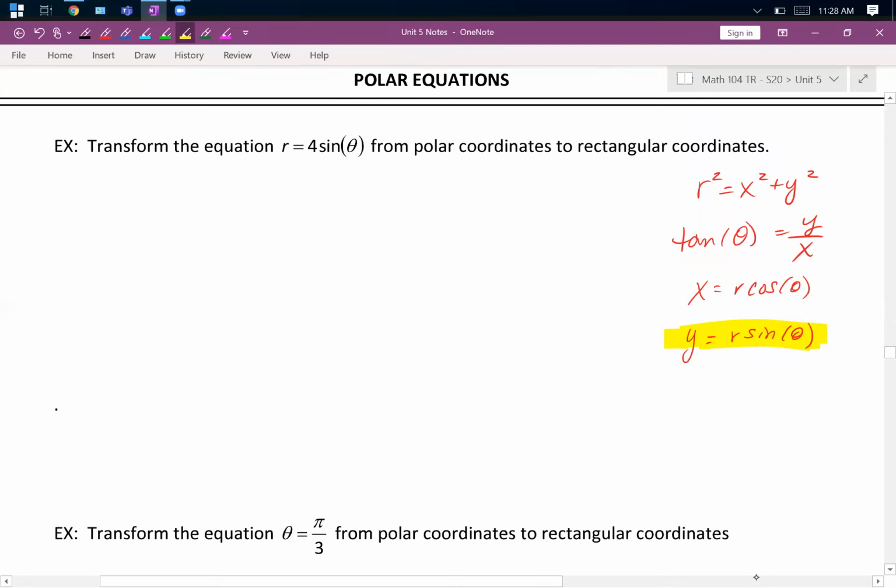Any ideas on how we could secure an r on that right-hand side so we could substitute y in for r sine theta? Divide it over. Well, if we divide it over, is it going to be up in the numerator multiplying itself by sine? No, so that's a good idea, but not quite it. Can you multiply by r on both sides? Is that a legal math move for us to multiply both sides of an equation by the same thing? Yes. Sure is. So that's exactly what we want to do.